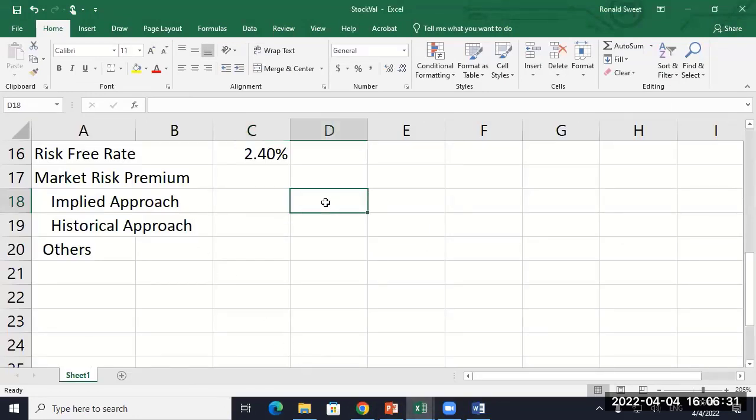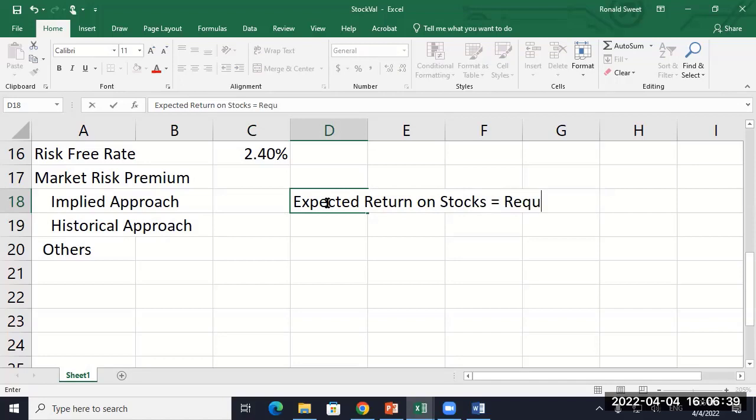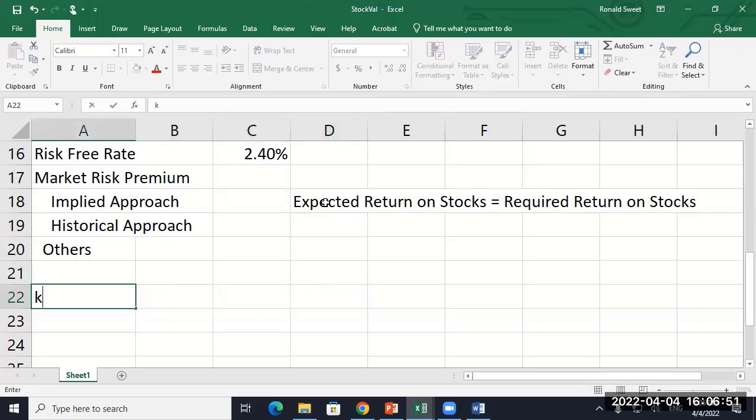So the implied approach says the expected return on stocks should equal the required return on stocks. So what we're looking for is a required return on stocks. So let's step back. Required return on stocks, we usually call that KE, equals the required return on stocks.